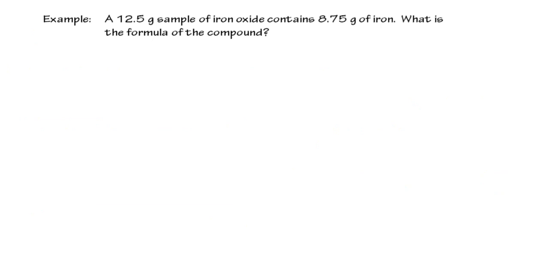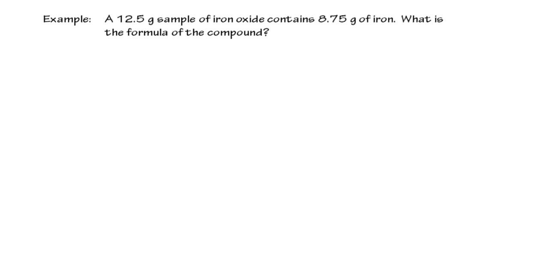Another option, I like this one a little better actually. I've got a 12.5 gram sample of iron oxide. We must have decomposed it or something like that. So we know there are 8.75 grams of iron. The rest of the sample must have been oxygen. We want the empirical formula. What's the formula of the compound? The empirical formula being the simplest ratio.